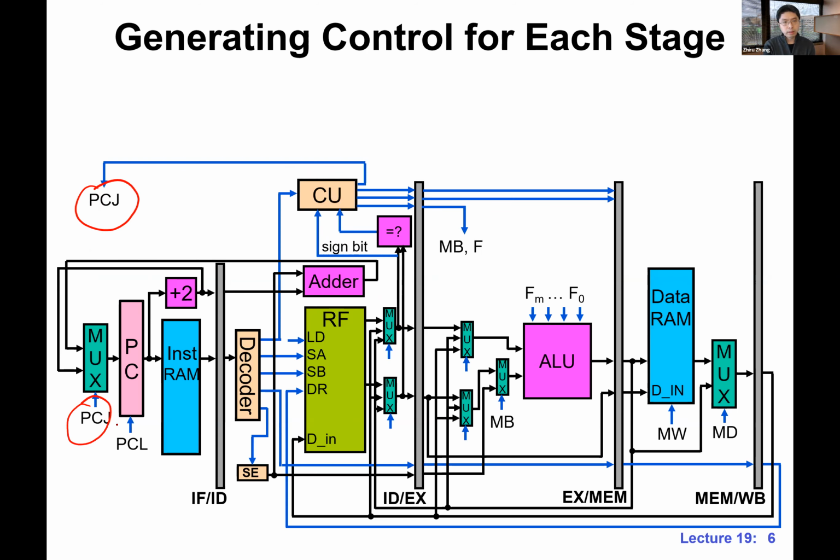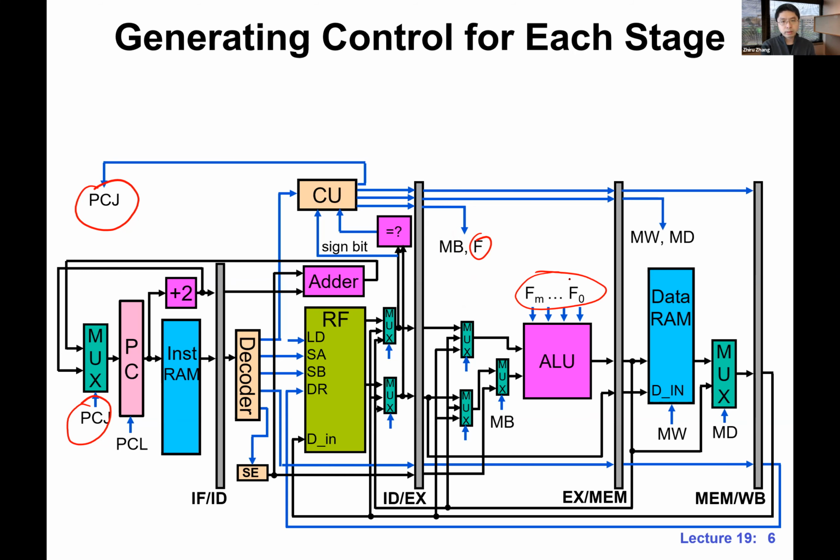Next, this is where we're going to be generating all these control signals, and all these control signals will be propagated through the pipeline, stage by stage. Some of those will be consumed in certain stages. For example, MB is basically where we select the second operand, whether we take data B or the immediate. MB will be consumed in this EX stage. And F gives the ALU the command; this is the opcode for the ALU, the function select.